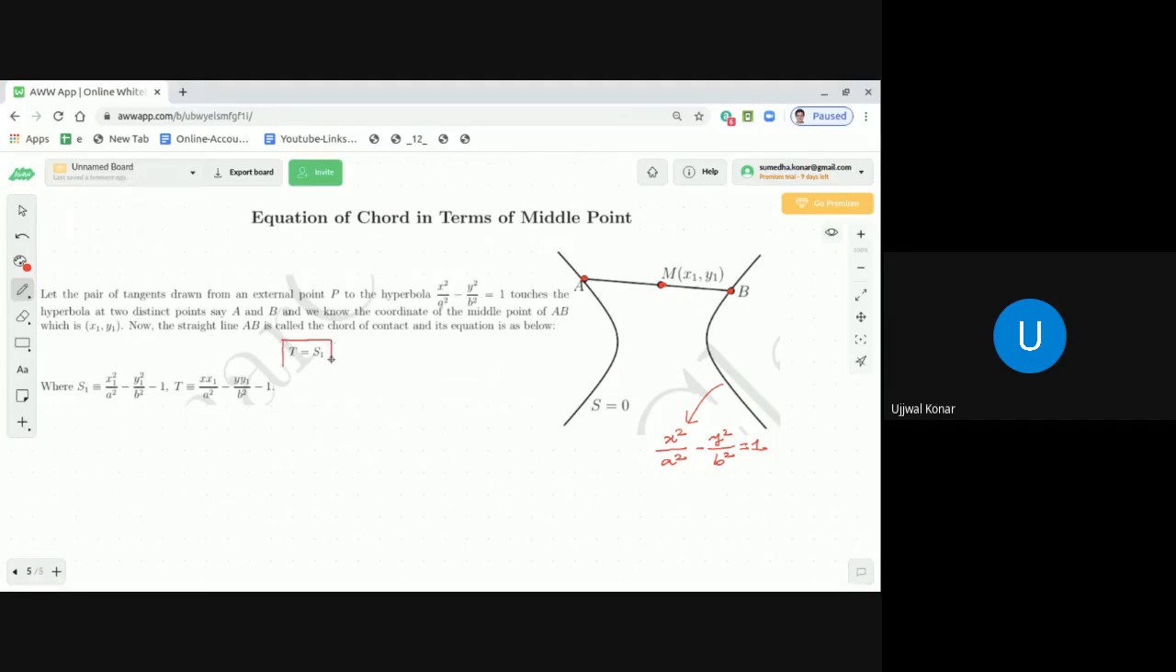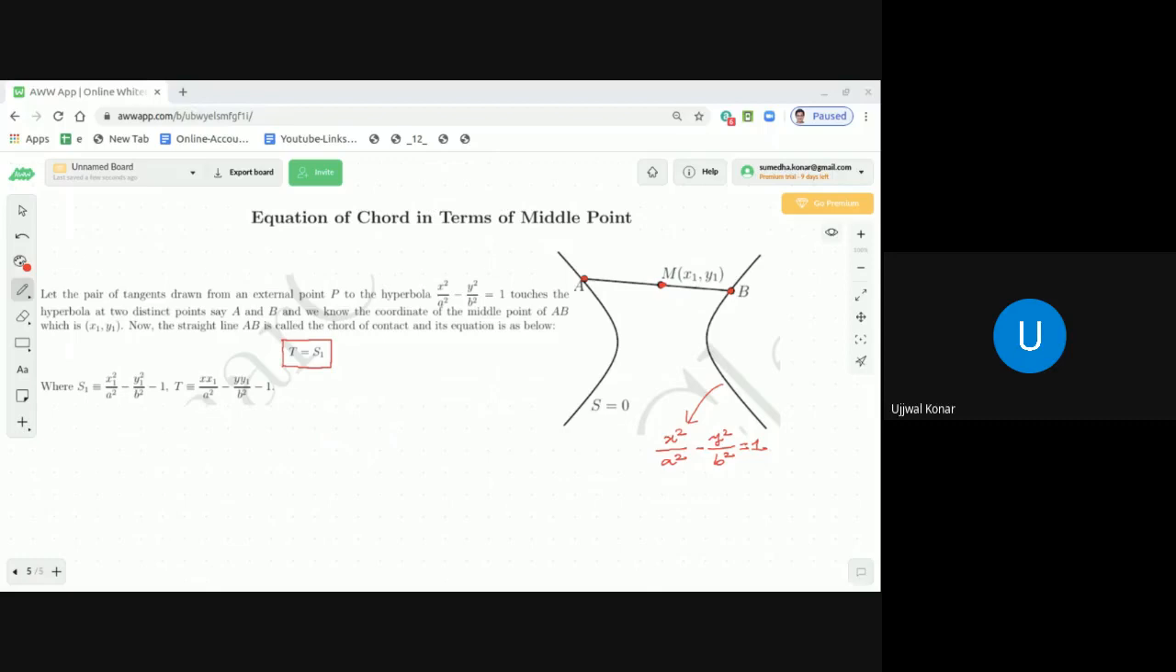Okay, so what is T, dear students? T is the value of the expression x x1 by a square minus y y1 by b square minus 1. And what is S1? S1 is x1 square by a square minus y1 square by b square minus 1. So T equal to S1 is the equation of the chord of contact in terms of the middle point. I hope it is absolutely clear.